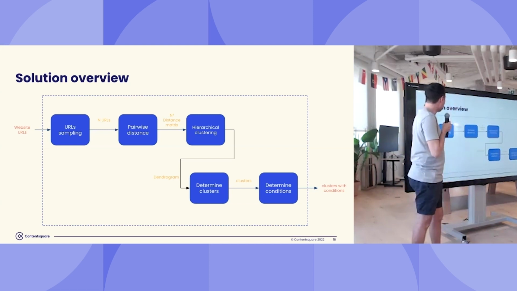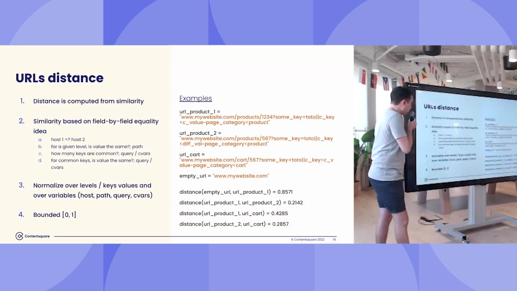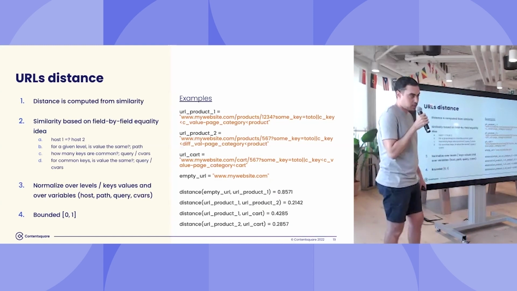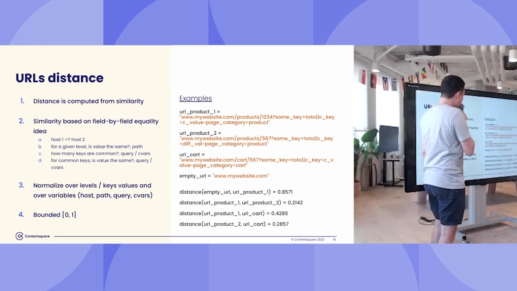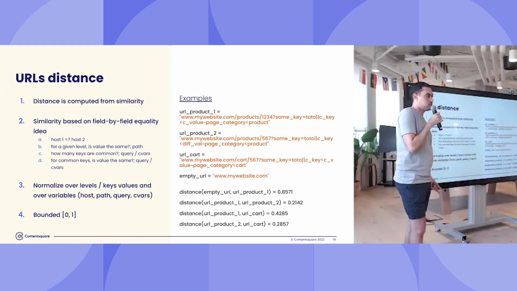Okay, so let's start with the URL distance. What is the distance that we actually used to compare 2 URLs? The distance is computed from the similarity. The similarity is based on field by field comparison. And this is only possible because of the hunch that the values inside a given field are not going to be a lot. They're not that many.